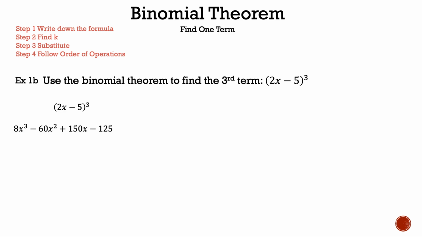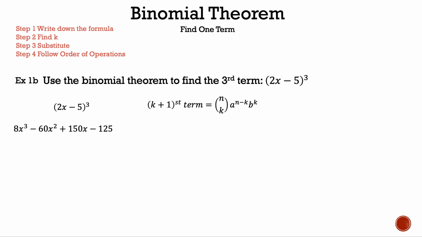So we already know the expansion of the quantity of 2x minus 5 raised to the power of 3, and it is 8x cubed minus 60x squared plus 150x minus 125. We already know the answer is 150x, but sometimes it isn't feasible to use the entire binomial theorem to find one term, so that is why we use the formula to find one term. Remember, the formula for the k plus 1 first term is n choose k times a to the n minus k times b to the k.